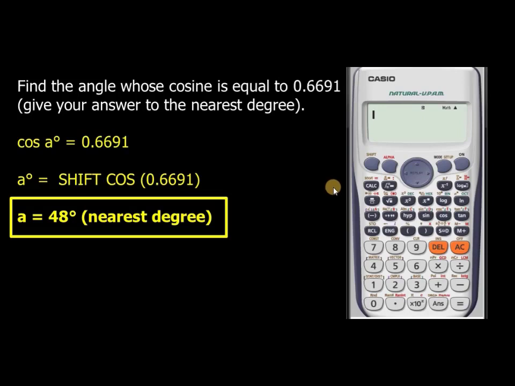So using the calculator, we do it like this. Shift cosine 0.6691, close the bracket, equals. There is the answer. This is the full answer. We don't want any decimals. Nearest degree, so you have to go Shift, set up. We need to fix, that's number 6. Fix it to 0 decimals. 0, and there is the answer, 48 degrees.